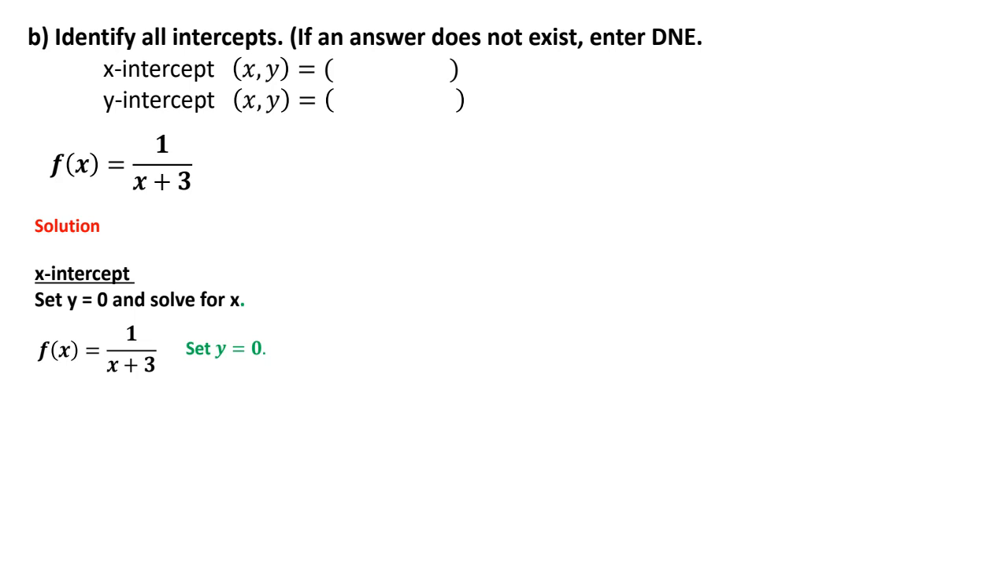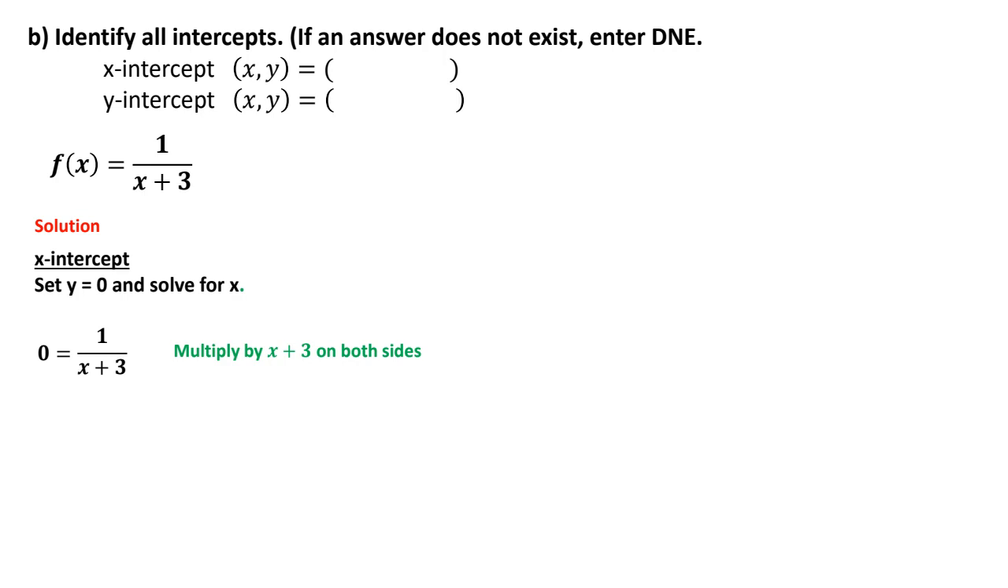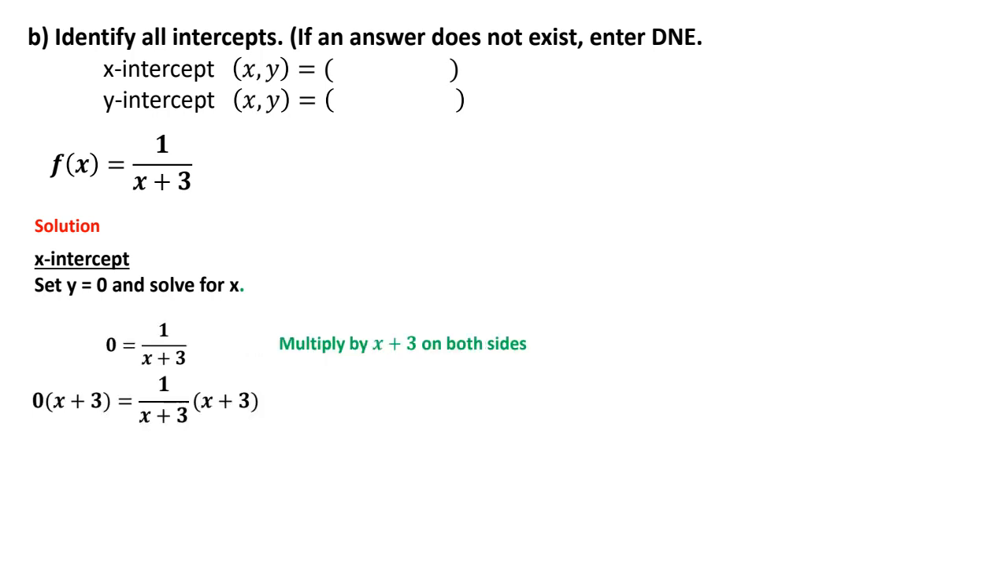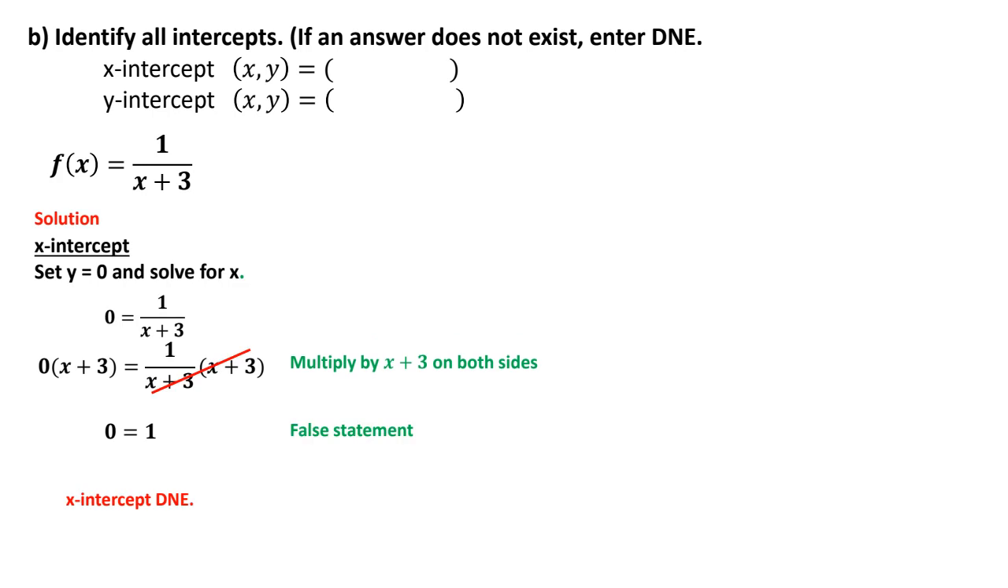Now, if we were to find or identify our intercepts, let's start with our x-intercept. To find our x-intercept, we all know by now, hopefully, that we just need to set y equal to 0. So let's go ahead and do that. So we set this function equal to 0. We have 0 is equal to 1 over x plus 3. And we're going to go ahead and solve for x by multiplying by x plus 3 on both sides. And when we do this, we see that we have a false statement. It says that 0 is equal to 1. So this false statement is indicating that there aren't any x-intercepts.